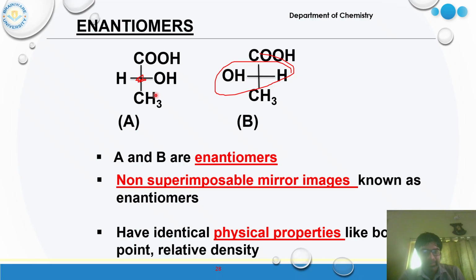So again I am telling, just look at A and B. For B, H goes in place of OH and OH goes in place of H. So obviously, B is the non-superimposable mirror image of A. Non-superimposable mirror images are known as enantiomers.